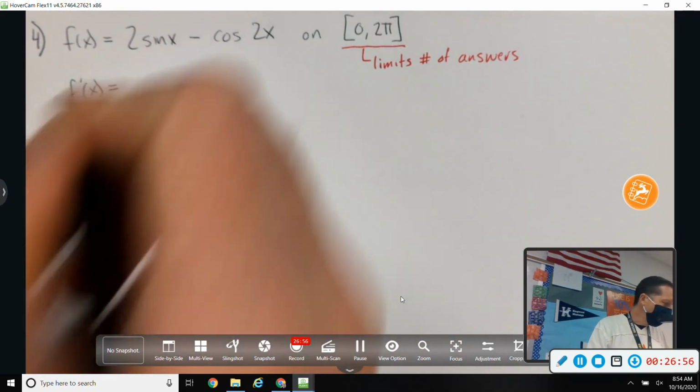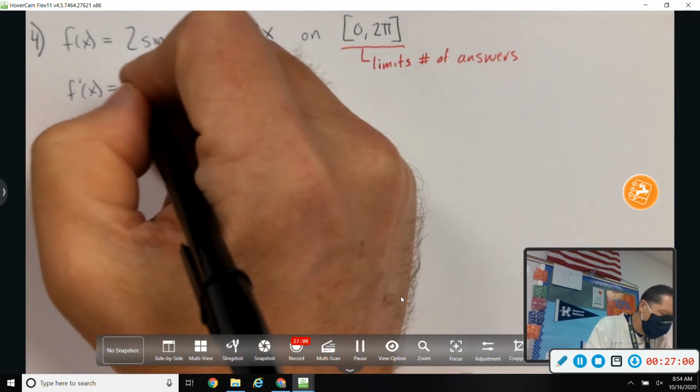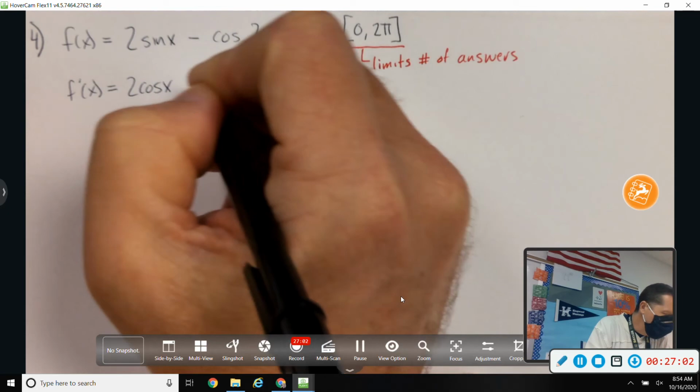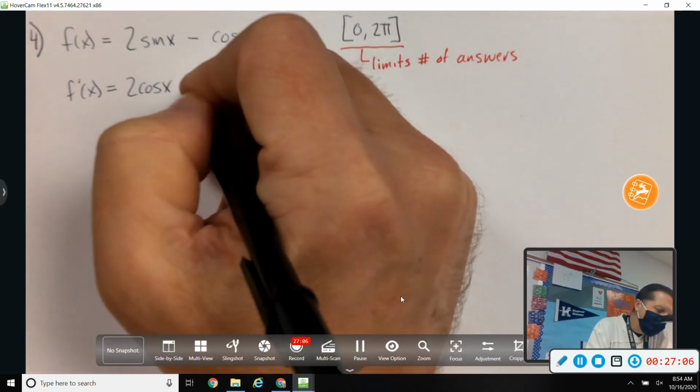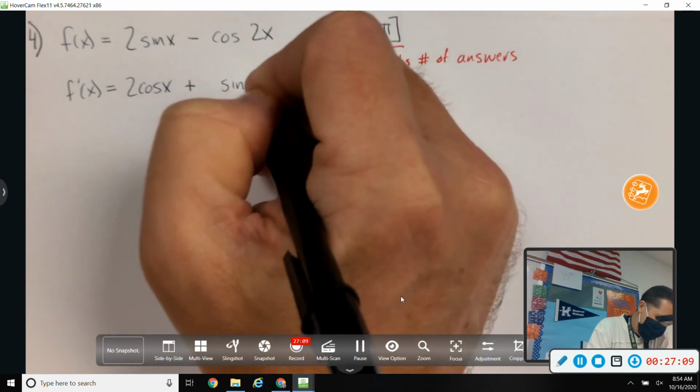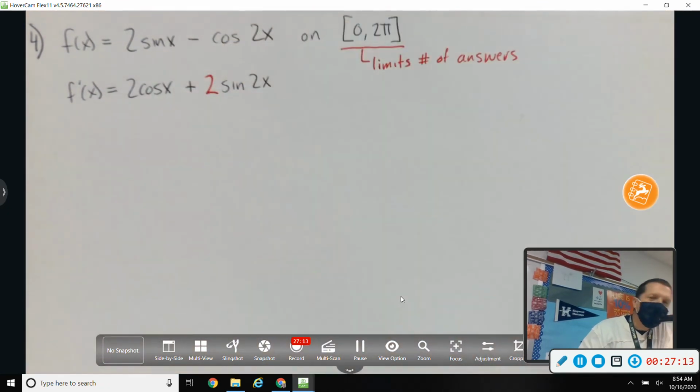Alright, so f prime of x would be, let's see, derivative of sine would be cosine. That's an easy one. Derivative of cosine would be negative sine of 2x times 2 by the chain rule.